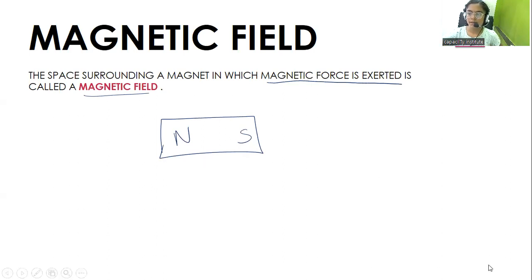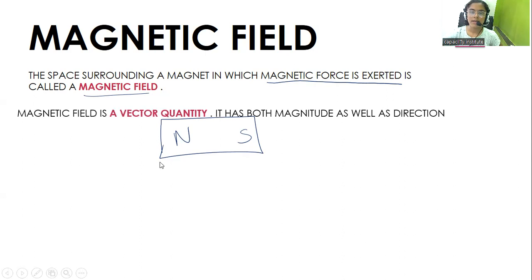Now, another property: the magnetic field is a vector quantity. We already learned about vector and scalar quantities in our ninth grade, right? A vector quantity is something that has both magnitude as well as direction. In the same way, this magnetic field also has both magnitude as well as direction. Now, how can we represent this magnetic field? Is there something which helps us indicate this magnetic field?